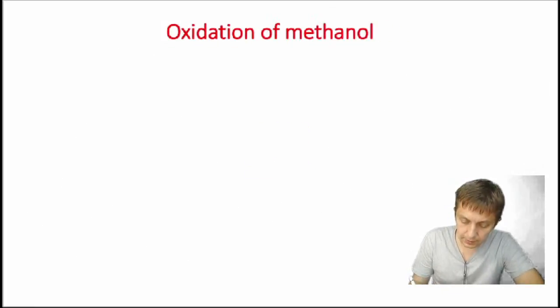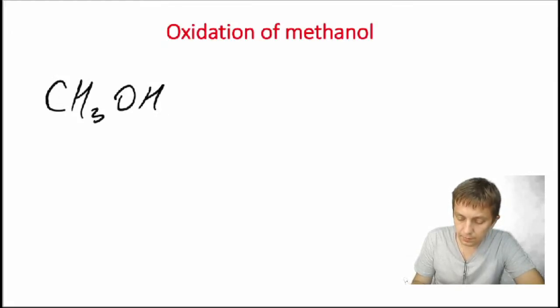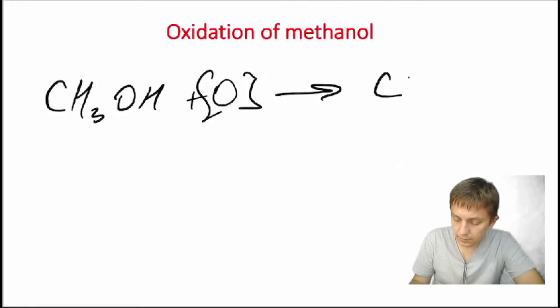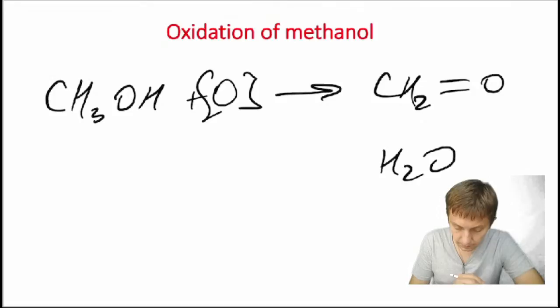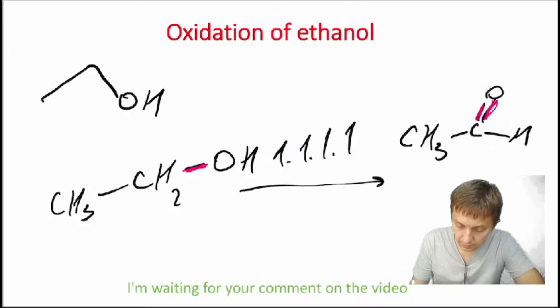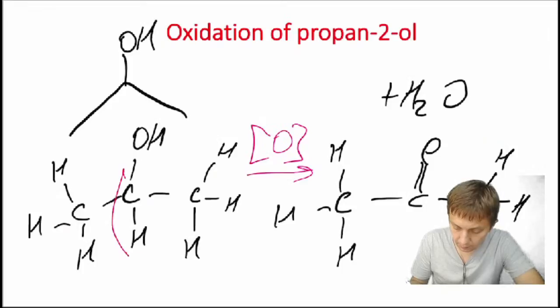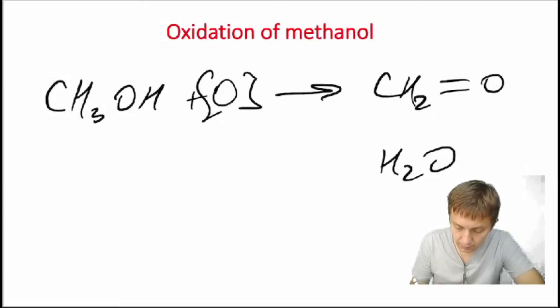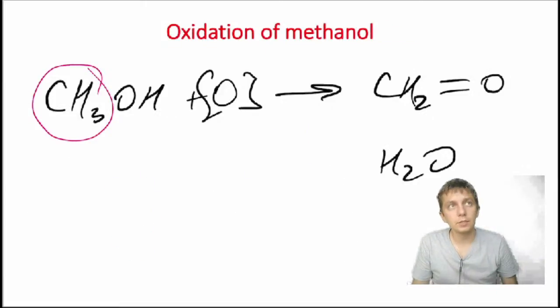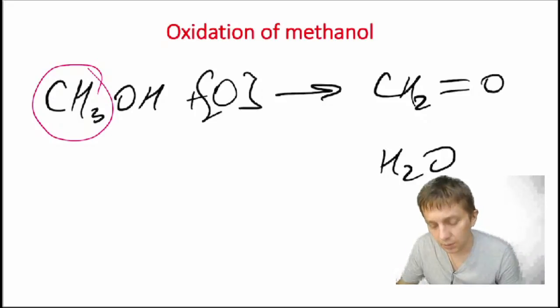And as we saw before, CH3OH in the presence of the same enzymes gives CH2O plus water. All these compounds, ethanol, propanol, and methanol, have a C-H bond. Any carbon which is bonded with hydrogen and bonded with oxygen can be oxidized.